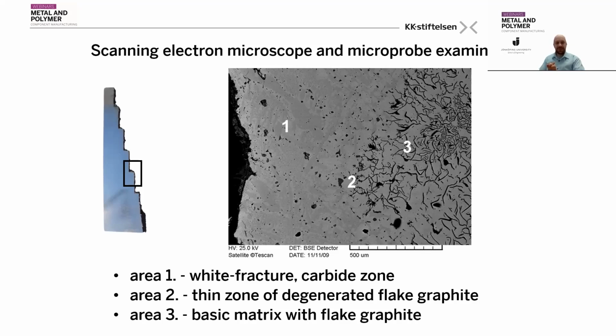And it's kind of interesting that there is a relatively hard shift between the carbonic zone and the basic matrix. But as I said, we were looking for the sulfur. Next, please.